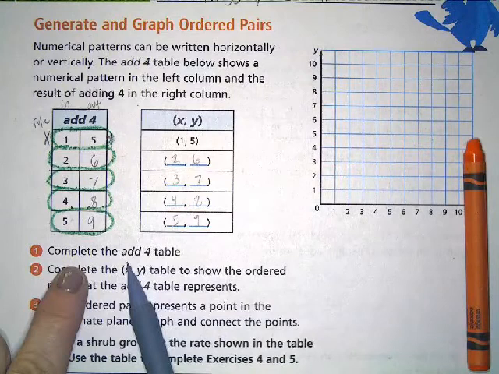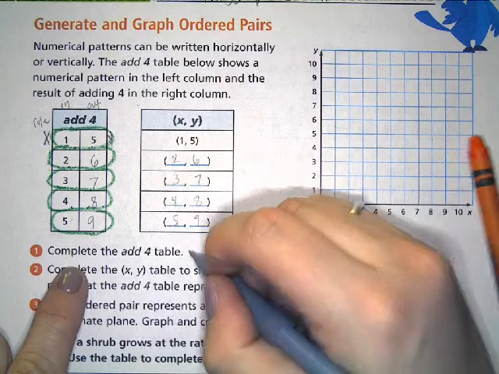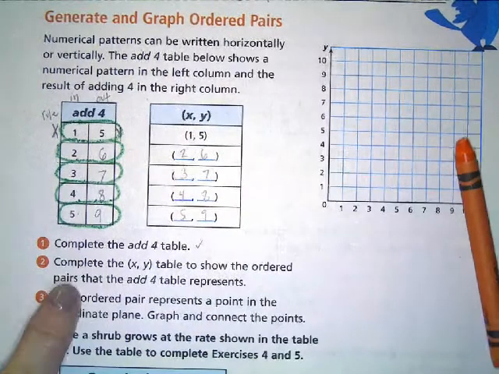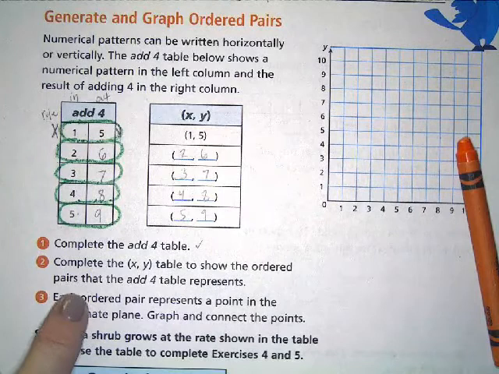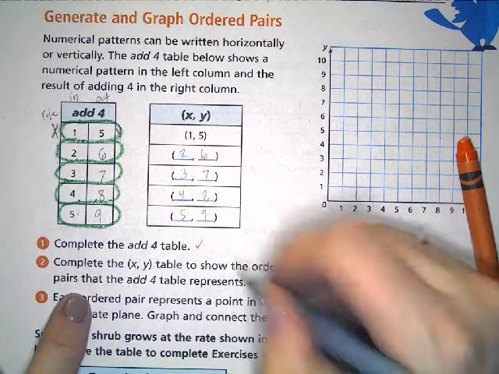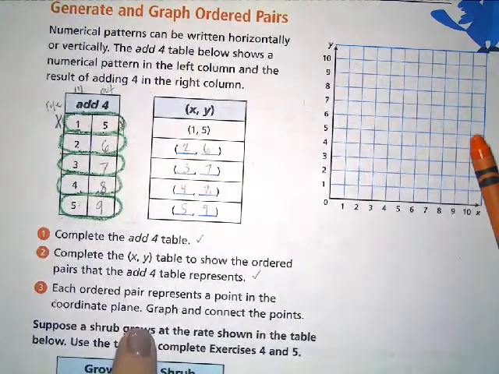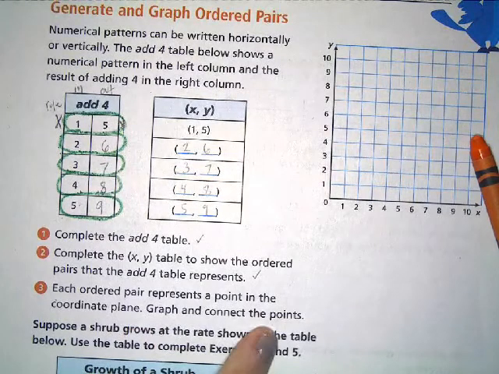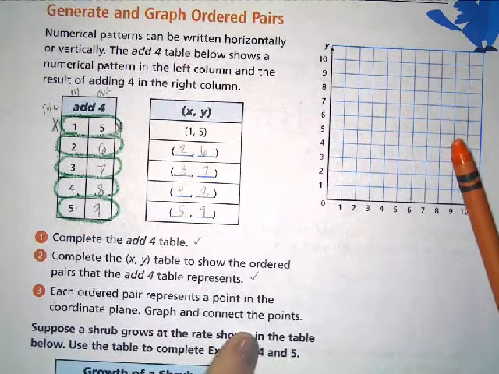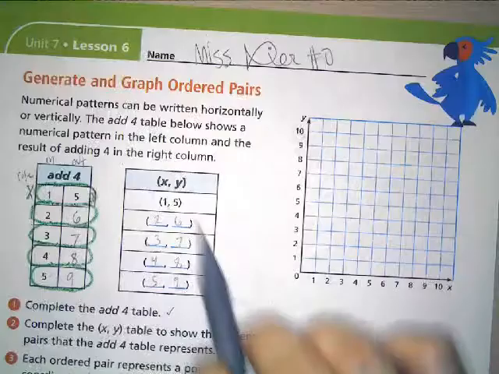Did we, number 1, complete the add 4 table? Yes or no, everybody? Yes. So put a little check mark there. Did we complete the X and Y table to show the ordered pairs? Yes. Check mark. Each ordered pair represents a point in the coordinate plane. Graph and connect the points. We have not done that yet. So let's go to graph and then we'll connect.